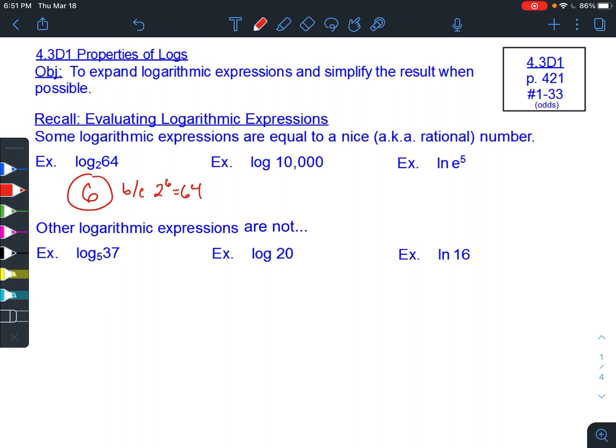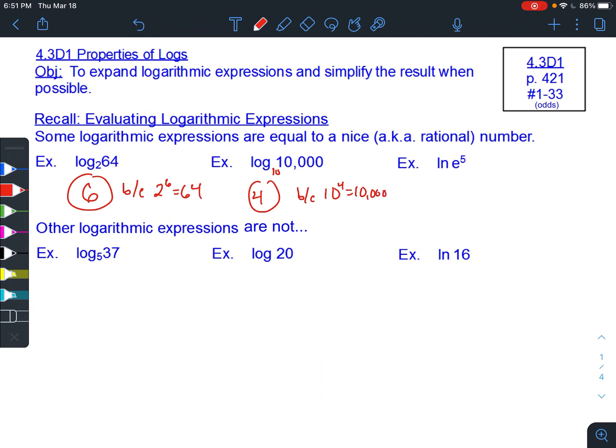Now our next one, we've got log of 10,000. That's going to be equal to 4. Maybe it's, again, not obvious, but remember there's a little subscript of 10 in there. This is equal to 4 because if we take 10 to the 4th, we get 10,000. It's a little bit small, but there it is.